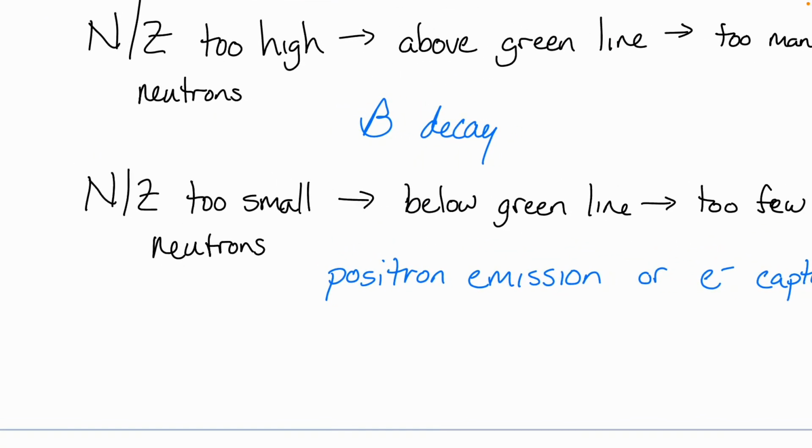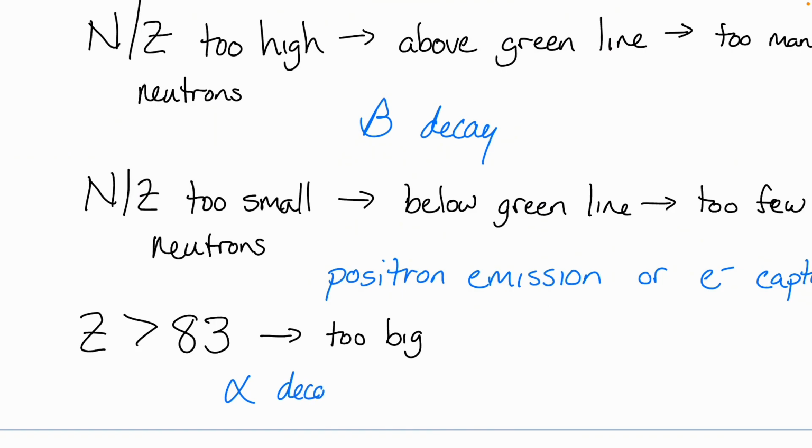All right, so our last thing is if Z is greater than 83, this is just too big. These will undergo both alpha decay and beta decay. And these reactions usually happen in a chain here. Alpha, alpha, beta, beta, and so on, right? Just a series of them.